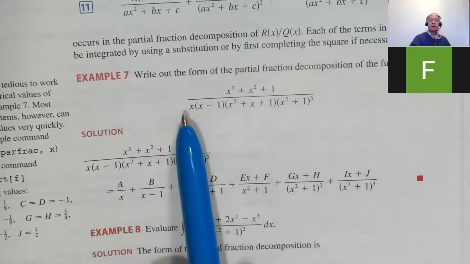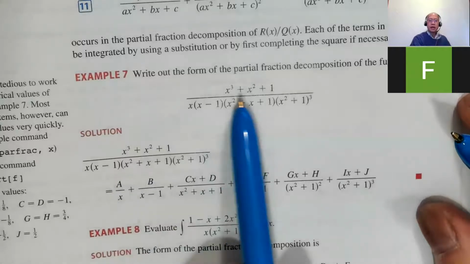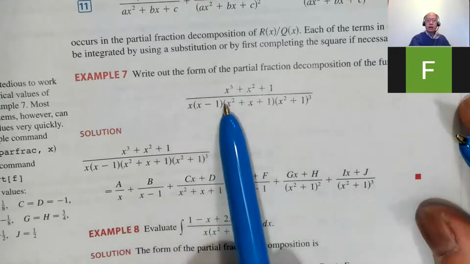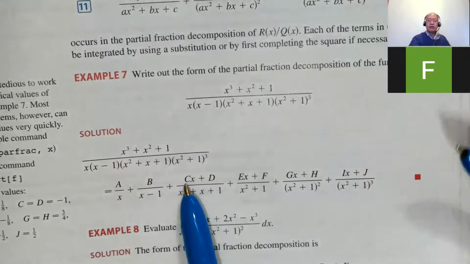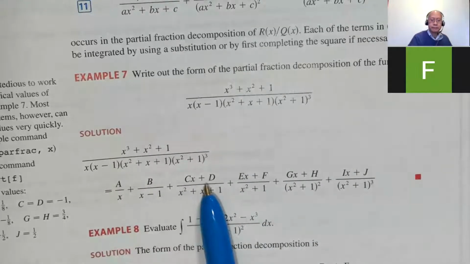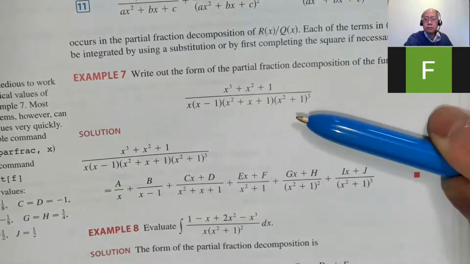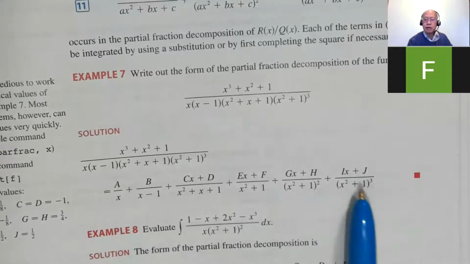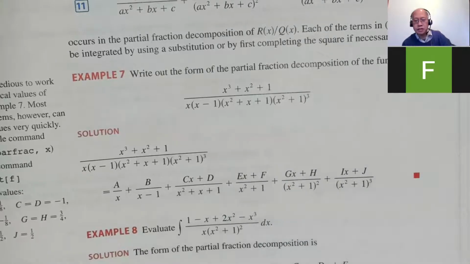Okay, so one more time for this one. x, linear, easy. x, put an A on top. x minus 1, easy, linear. B on top. x squared plus x plus 1, irreducible quadratic, so I need a linear expression on top, Cx plus D. x squared plus 1 cubed means x squared plus 1, x squared plus 1 squared, x squared plus 1 cubed. And then linear expressions, Ex plus F, Gx plus H, Ix plus J.